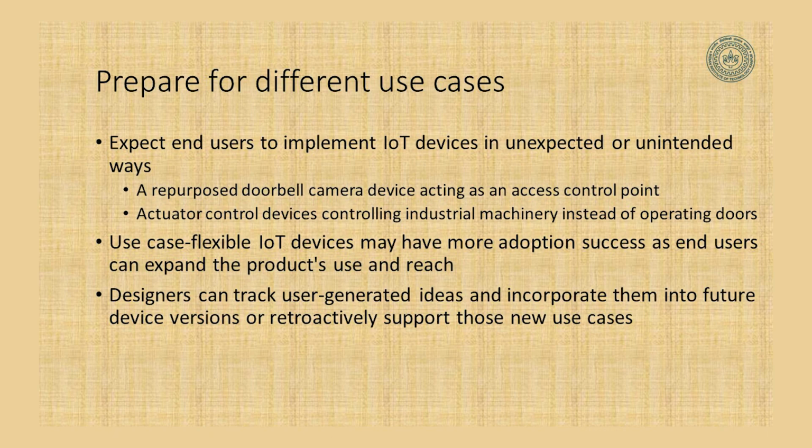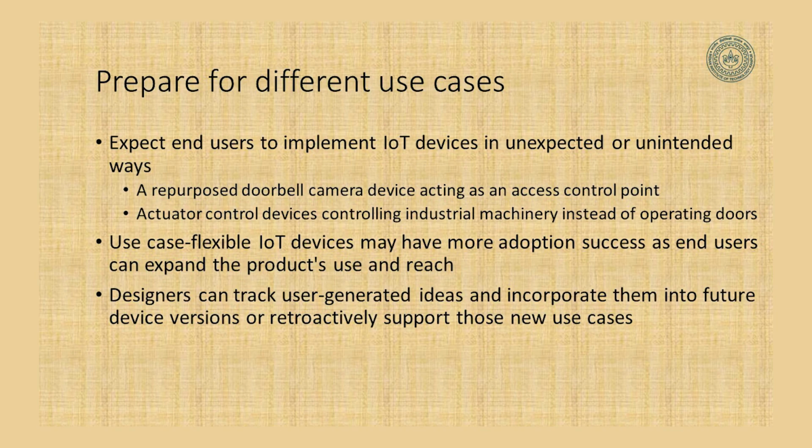And finally, you need to prepare for different use cases. So, you must expect the end users to implement IoT devices in unexpected or unintended ways. Okay. So, for instance, a doorbell camera can be repurposed as an IoT device to control access to people. You can have actuator control devices that control industrial machinery instead of operating doors. Okay. So, new use cases for your device. Okay. So, you may have designed your device for a certain purpose, but people may take it and repurpose it for other cases. So, think about how you can make it usable in multiple different ways.